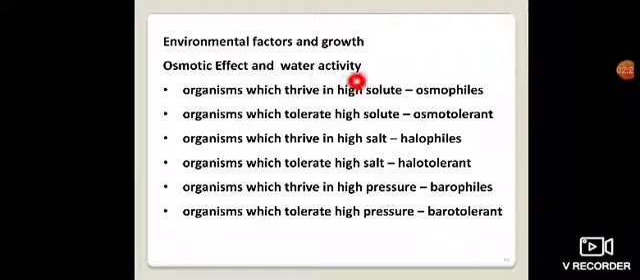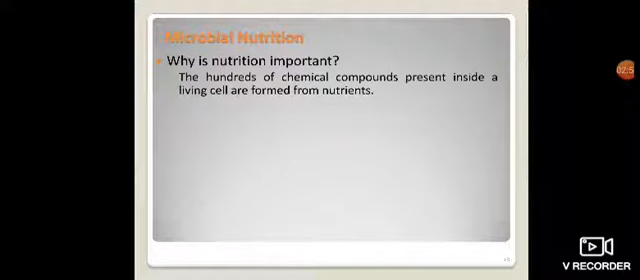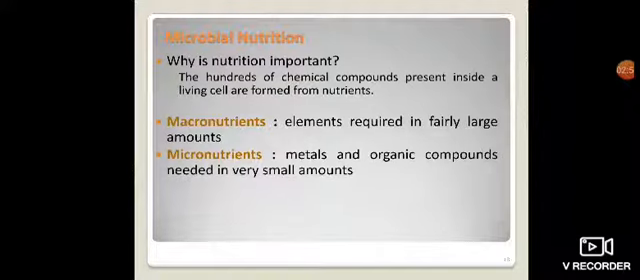So on the basis of solute, salt and pressure, they are classified into six different types: osmophiles, osmotolerant, halophiles, halotolerant, barophiles and barotolerant. This type of question might be asked in your GPAT exam. Here are a few examples of microorganisms that are affected by or survive in such a watery environment. Now the most important point we are going to discuss is microbial nutrition.